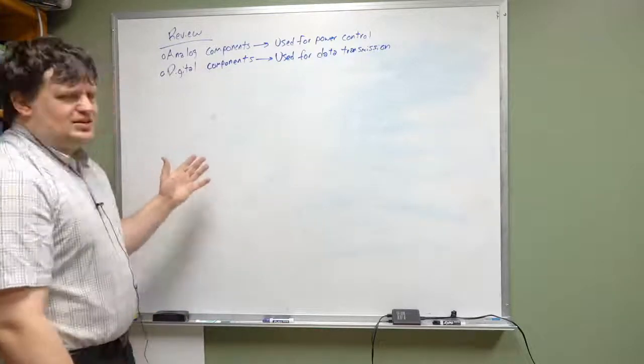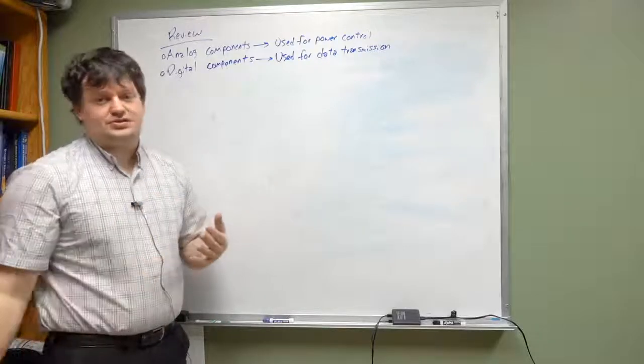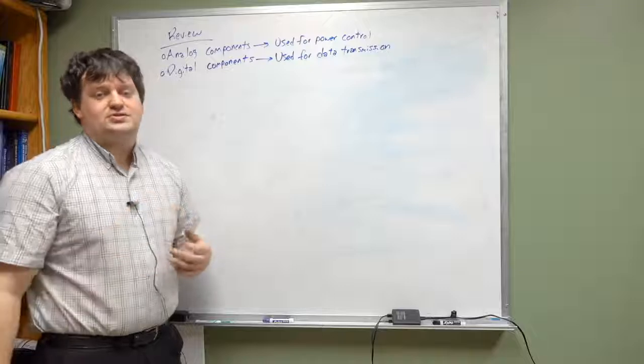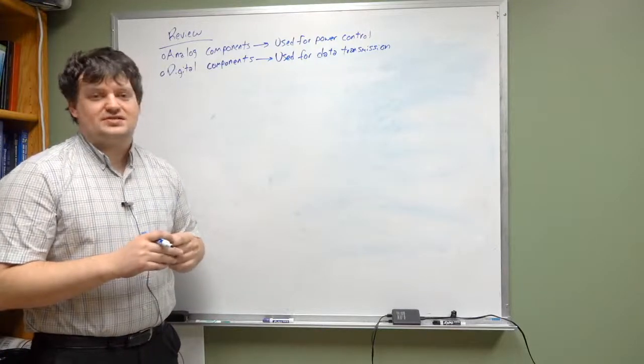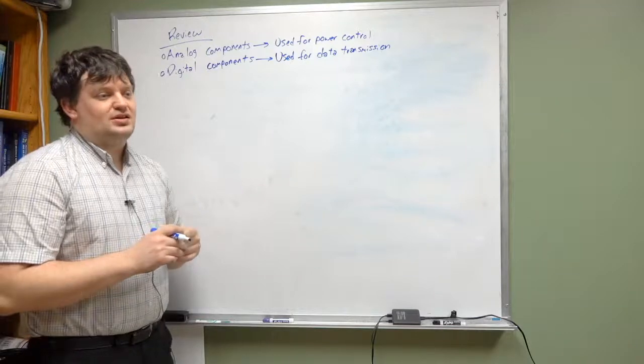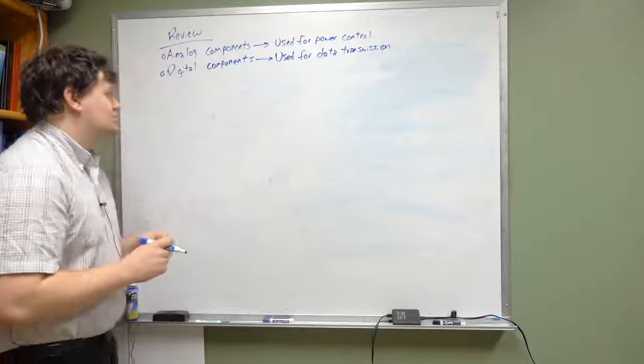Typical examples of analog components would be resistors, capacitors, and inductors. And I would also put switches in there too. Sometimes you could consider a transistor to be a switch, but sure, go ahead. You can put transistors in there as well.